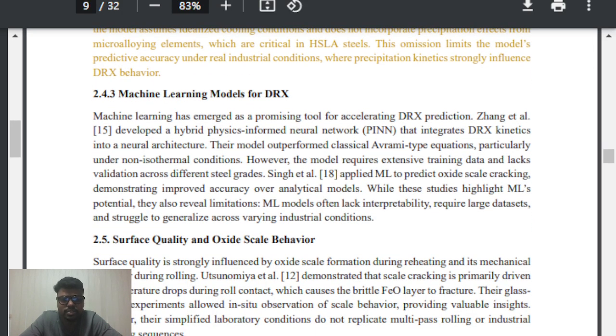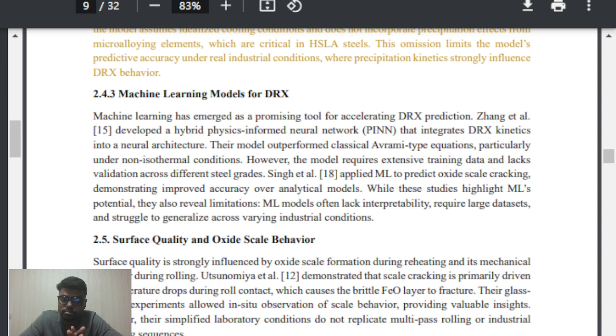The literature shows that oxide cracking depends on temperature, scale thickness, oxide composition, and the ductile-brittle behavior of FeO, that's iron oxide. However, many oxide scale studies use simplified laboratory conditions and do not fully capture multi-pass industrial rolling or descaling sequences. So, from this literature review, several research gaps become clear.